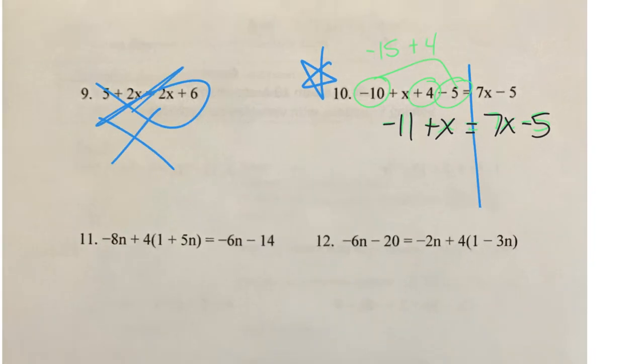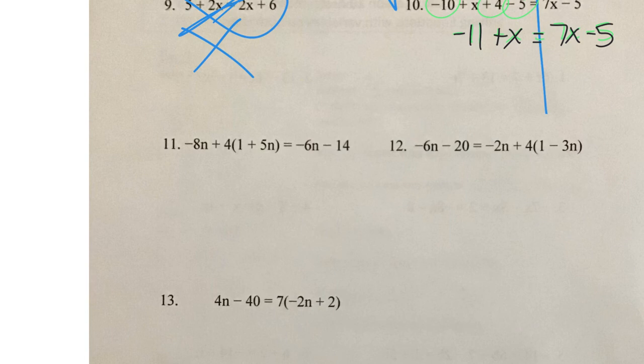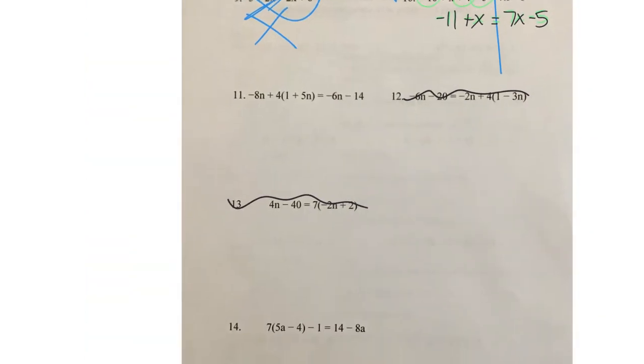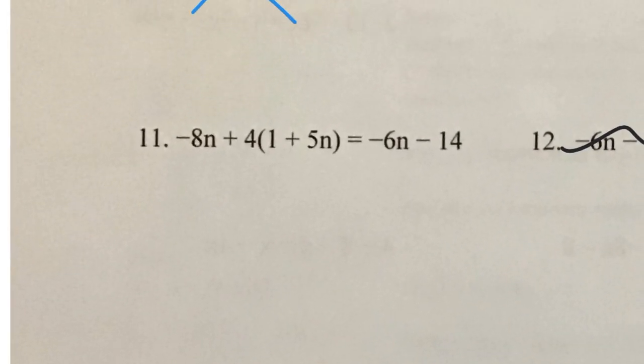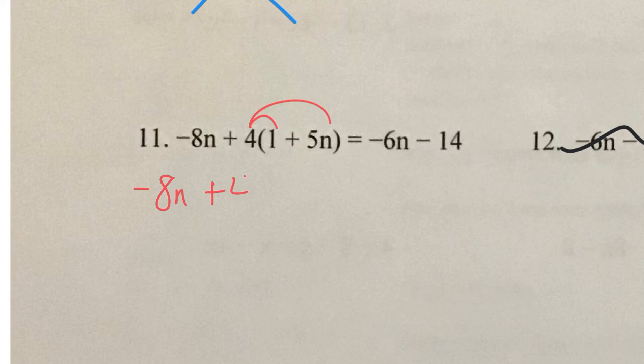Okay, so you will do 10, but let's go look at 11. It's a little tricky. You're not going to do 12 and 13 for right now, and 14, unless you want to. All right, so with this, we always talk about PEMDAS, parentheses first. You have to use parentheses on this first as well, okay? So that means we leave the negative 8n alone, but I'm going to distribute that 4 everywhere. So 4 times 1 is 4. 4 times a positive 5n is a positive 20n, and then bring down the rest of the problem.